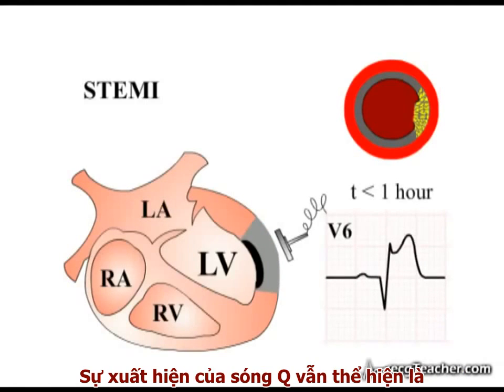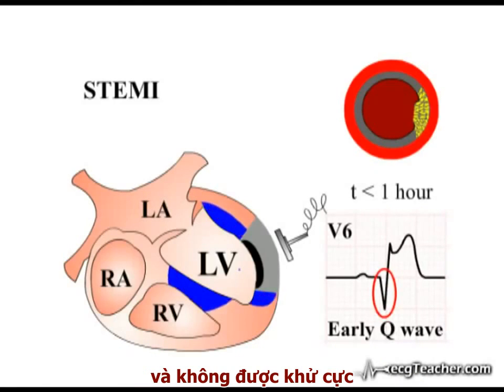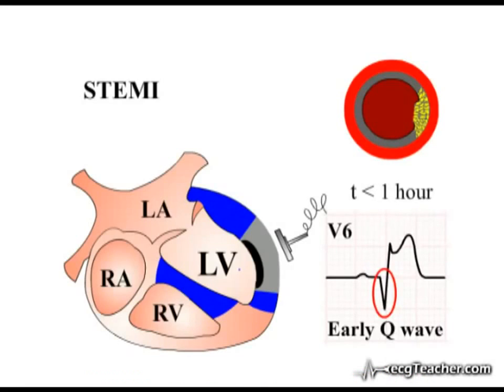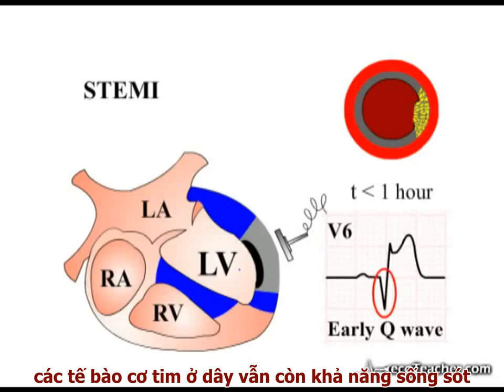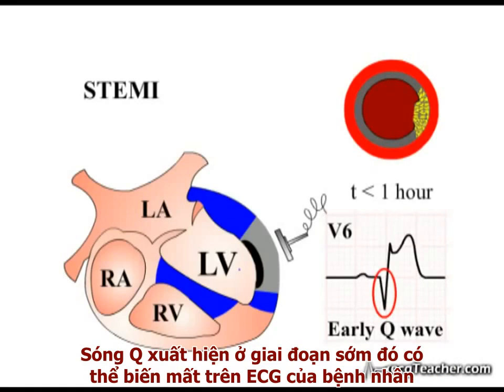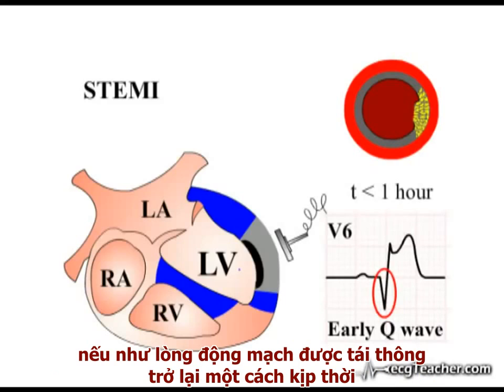In this situation, the presence of Q waves still implies that the muscle underlying the lead is electrically inactive and failing to depolarize, creating an electrical window into the left ventricle. However, although not actively depolarizing, the affected myocardium is still viable and potentially salvageable with timely thrombolysis. Such early Q waves may disappear from the patient's ECG and normal R wave progression may be restored if vessel patency is re-established within the appropriate time frame.